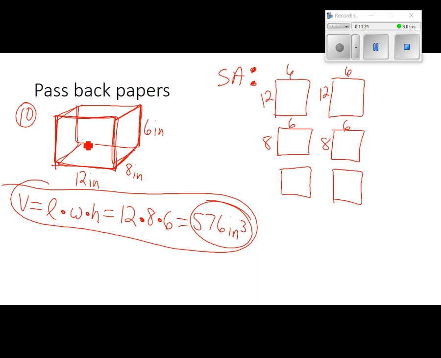And how about the bottom? 12 by 8. And the top then? 12 by 8. What do you have to do with each one of those? Multiply. And then add. Somebody tell me the area of this rectangle? 72. How about this one? 72. This one? 48. This one? 48. This one? 96. This one? 96. And what are you going to do with all those? Add them all up.